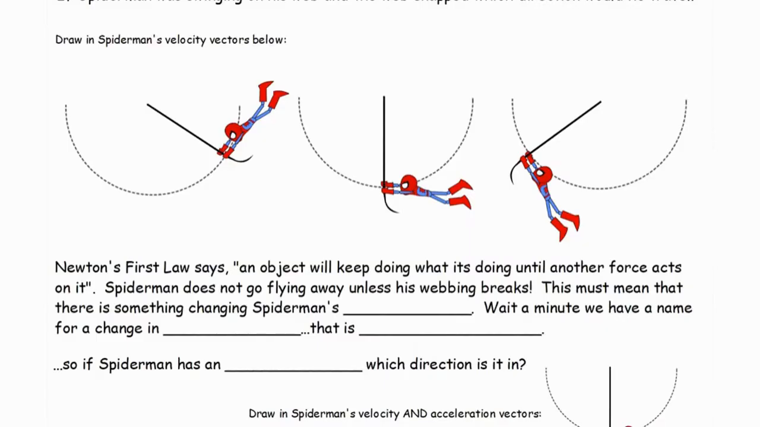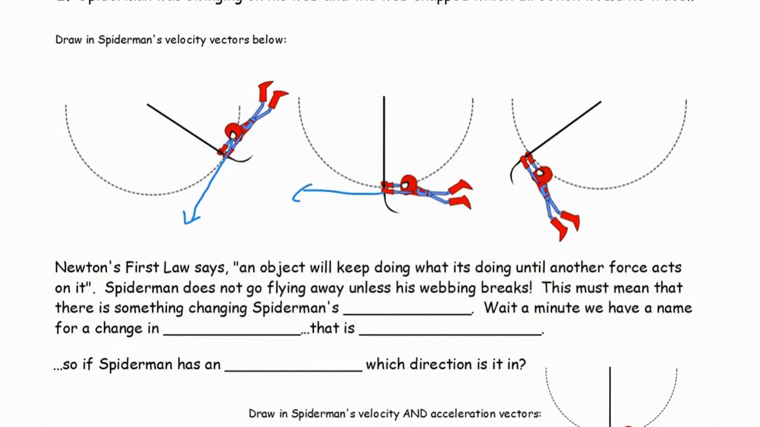So Spider-Man was swinging on his web and the web snapped. Which direction would he travel? So here he's traveling around a circular path as he's swinging. If we think about a circle, it's really a whole bunch of small little straight lines. You can kind of see that on that dashed line there. So at this point, if his rope were to snap, he would go off in that direction. Or here, if the rope were to snap, he would go off in that direction.